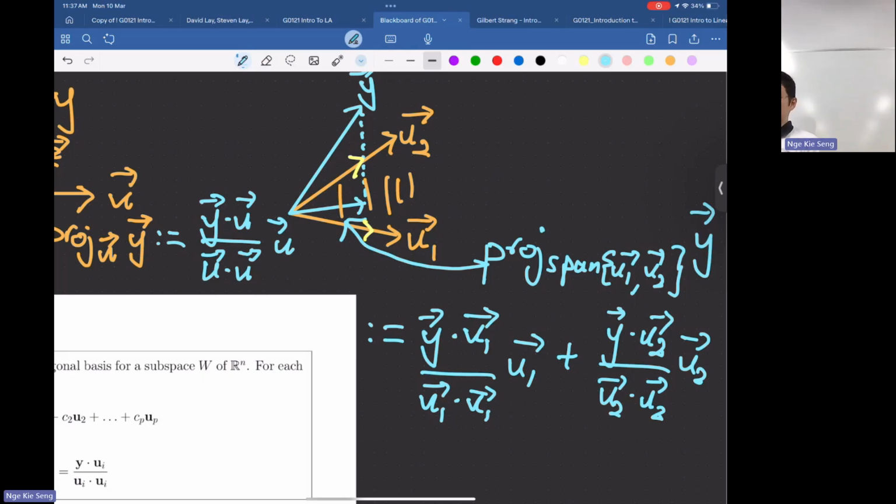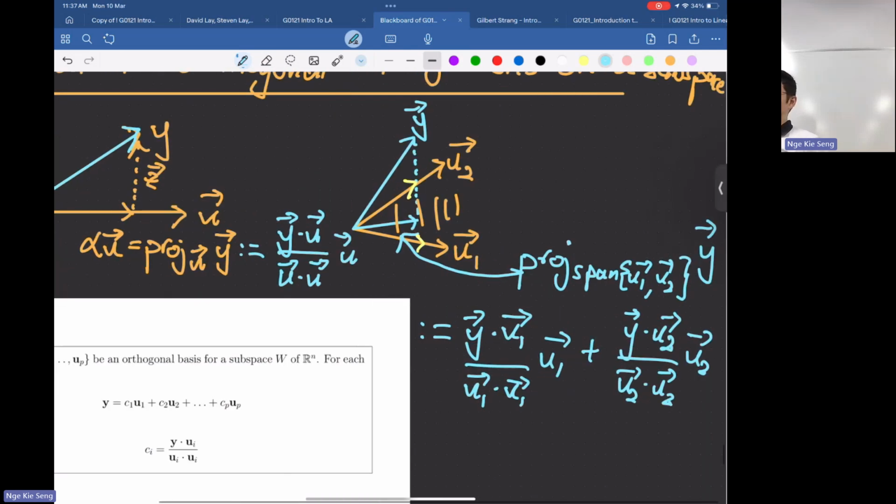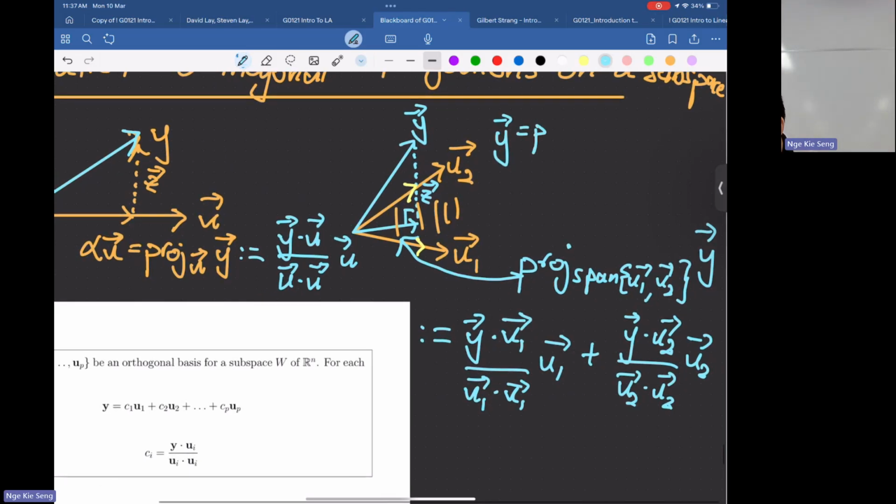Now you need to ask the question, what are we actually trying to do here? We want to split this y into the sum of two orthogonal vectors. Let's call the orthogonal one z again. And then we want to split y into the projection part and the z part.